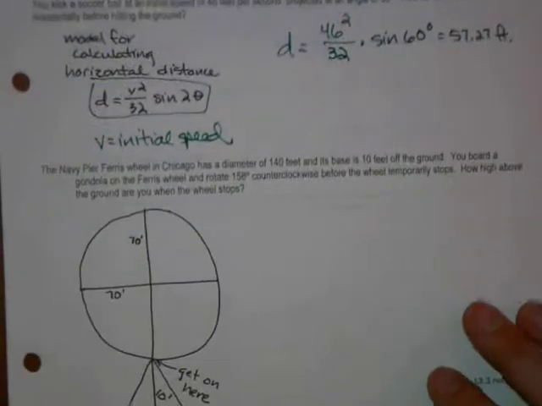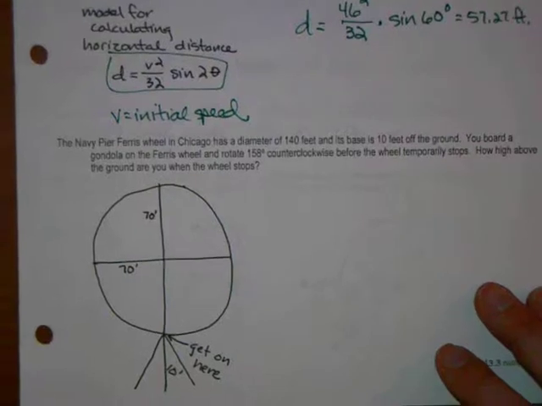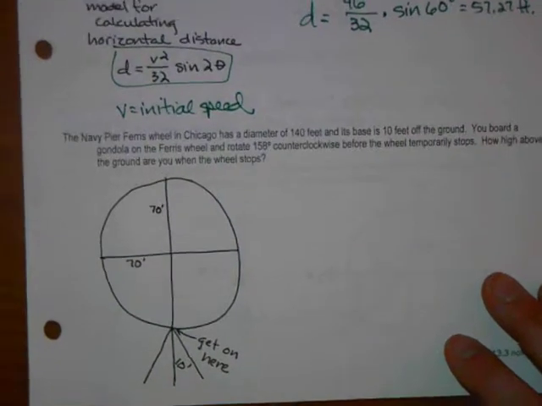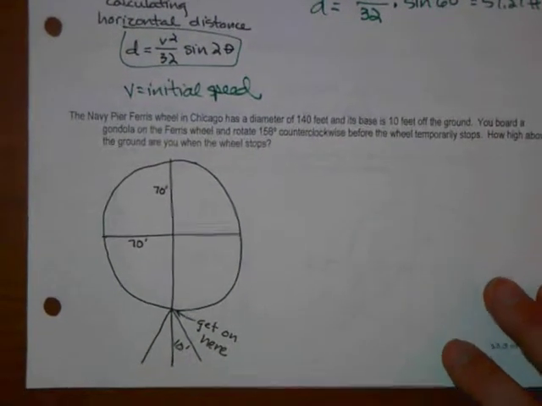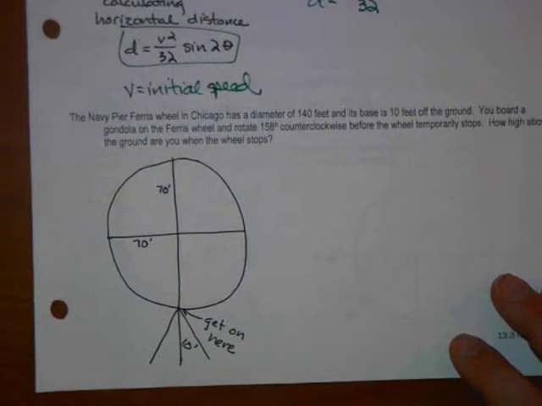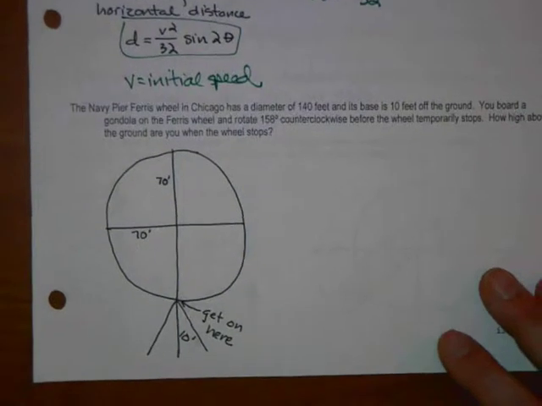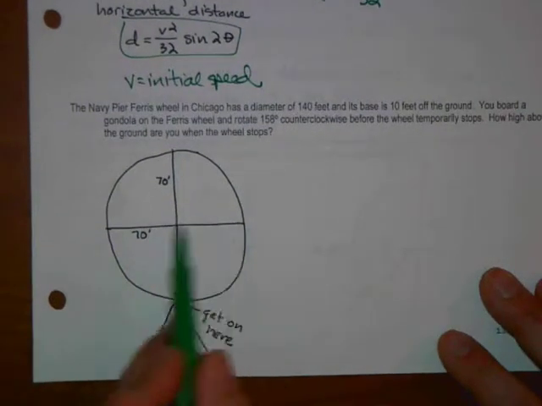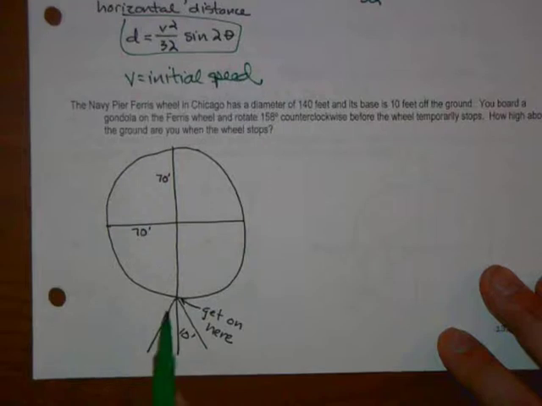No. Okay, the Navy Pier Ferris wheel in Chicago. How many people have been there? Where? The Navy Pier Ferris wheel. I've been there, but it was too long of a line, so I didn't go on. Has a diameter of 140 feet. So I kind of drew that in my picture here. And it has a base of 10 feet off the ground.